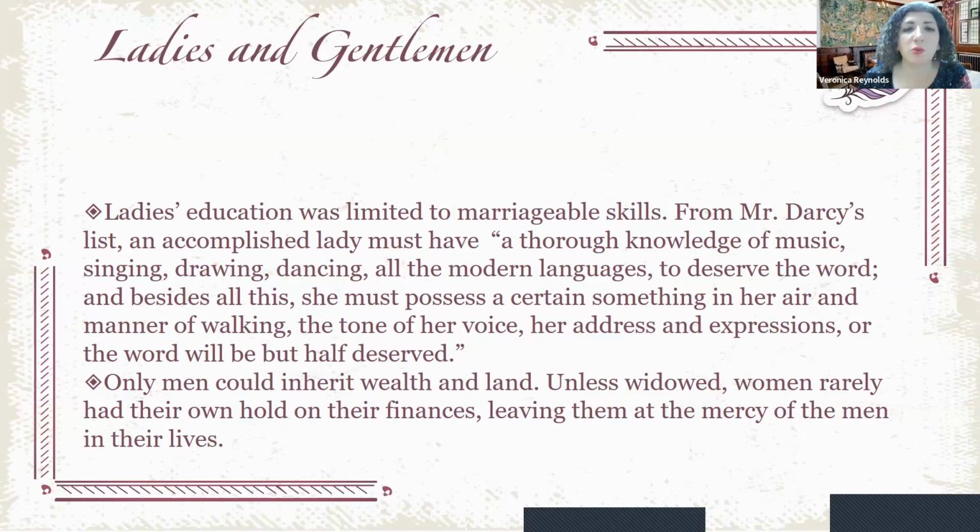But it would not have been unusual for an upper class girl to be taking drawing lessons, dancing lessons. She would have been able to read, certainly, but that would have been so that she could read aloud and do other kinds of entertainment things. Remember, we have no radio, we have no television. This is how they're entertaining each other as well. Drawing sessions, book clubs, that kind of thing. Going for long walks. Only men could inherit wealth and land. Unless widowed, women did not have a hold of their own finances, and they were at the mercy of the men in their lives. And this is a huge trope in Jane Austen's books.